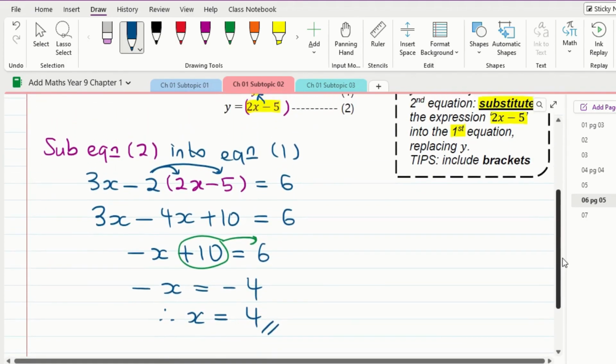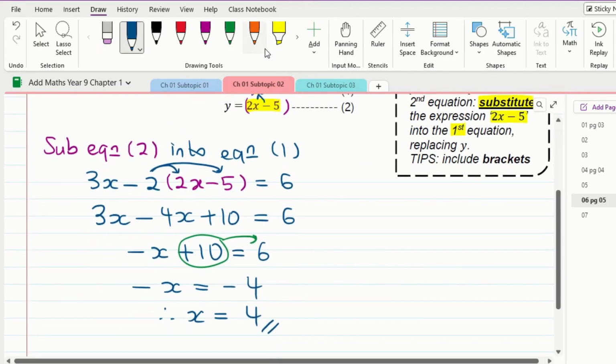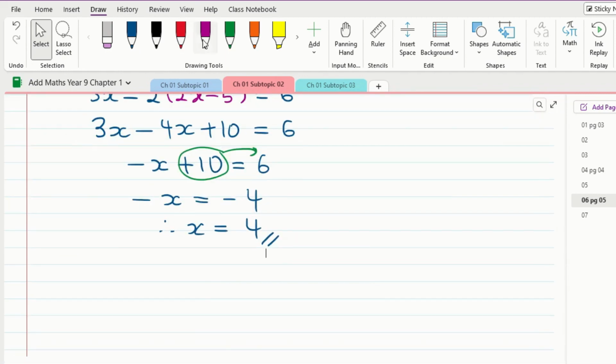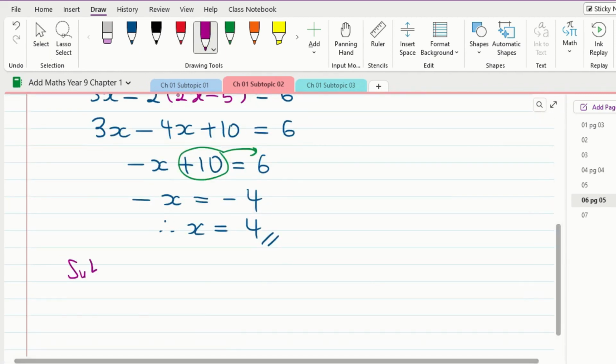You also need to find y, but finding y is very easy because in the second equation you have y as the subject already. So you just have to substitute x equals 4 into the second equation and you can find y easily. So here, substitute x equals 4 into equation number 2.